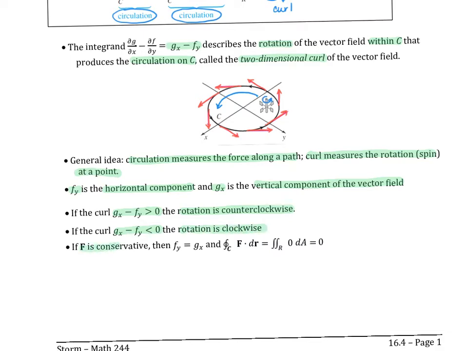If the vector field is conservative, going back to our previous section, then the partial of f with respect to y is equal to the partial of g with respect to x. So that means our circulation is going to be equal to 0.